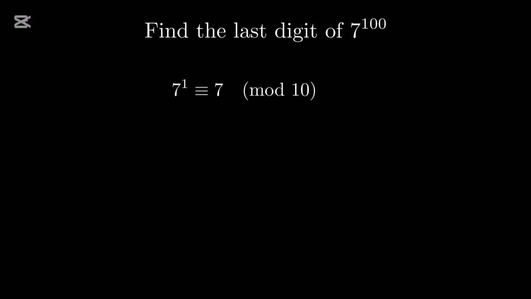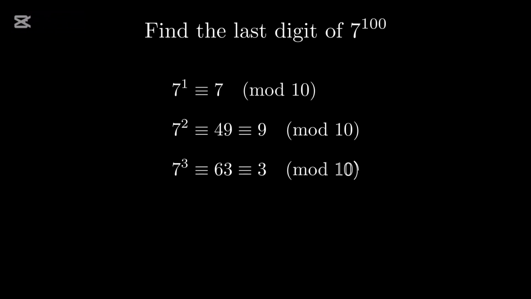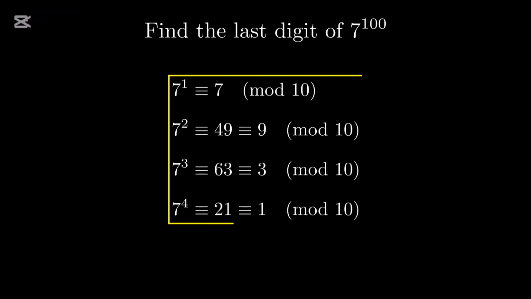Now 7 raised to the power of 1 mod 10 is still 7 mod 10. 7 to the second power, that is 7 squared, is 49, and 49 mod 10 will give us 9. Right, and 7 to the third power is 343... is 63 in the video, and then 63 mod 10 will give us 3. All right, 7 to the power of 4 is congruent to 21, and that's congruent to 1 mod 10 because 21 mod 10 is 1.